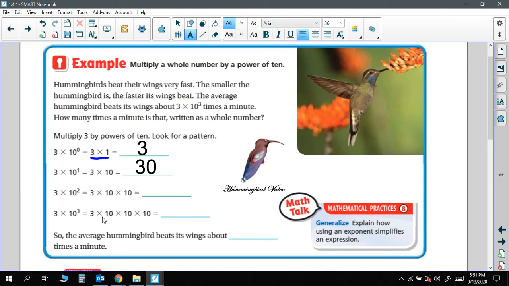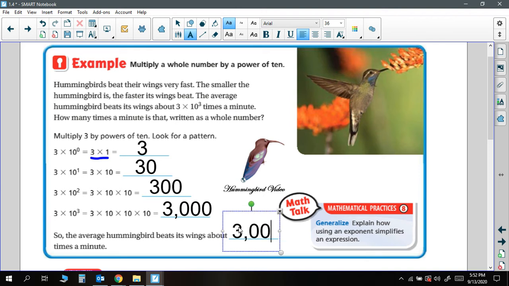Then 3 times 10 to the second power is like doing 3 times 10 times 10. Because look, you have a 2 as your exponent, so that means you have 2 10s. Okay? So 3 times 10 times 10, well, you know 10 times 10 is 100. And then 100 times 3 is 300, right? All right. So then 3 times 10 to the third power would be like taking 3 times 10 times 10 times 10. Once again, 10 times 10 times 10 is 1,000. And then 1,000 times 3 would be 3,000. So the average hummingbird beats its wings about 3,000 times a minute. Think about that for a second. 3,000 times in 1 minute it beats its wings.